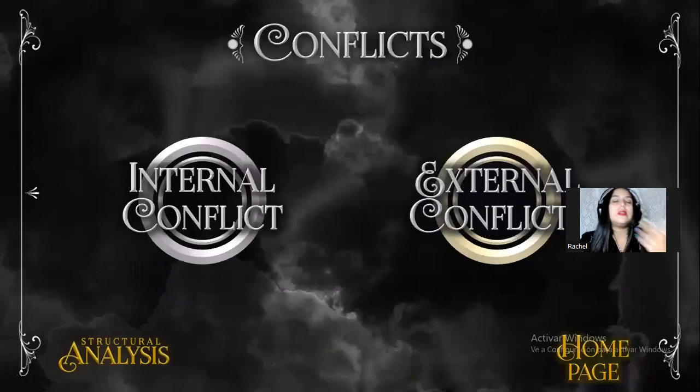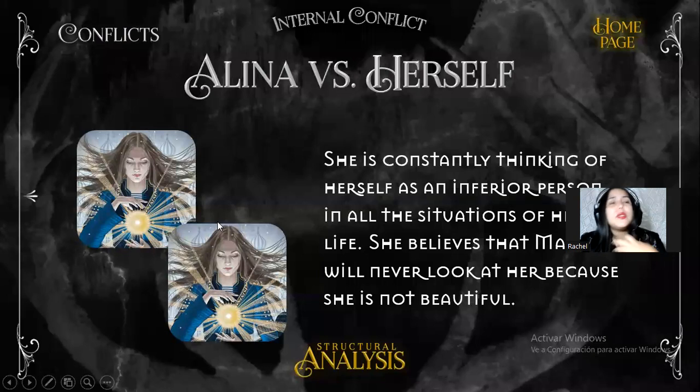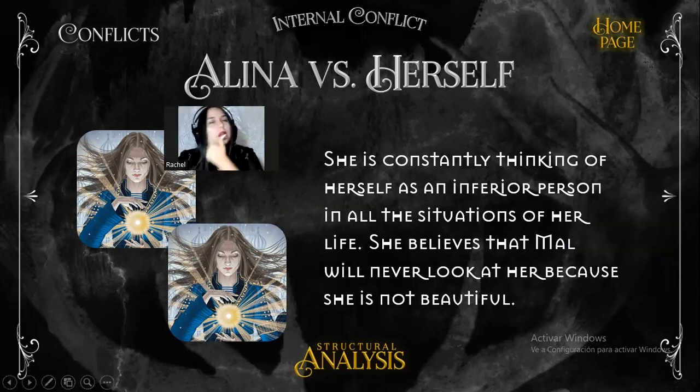The conflicts within the novel. We have the internal and external conflicts. Internal conflicts, we have Alina versus herself. She always thinks of herself as an inferior person. Throughout the beginning of the book, Alina is always asking herself why she's like that, and she feels different. She's always skinny, she's always sick, she's very pale, and she's constantly thinking of herself as inferior, basically.